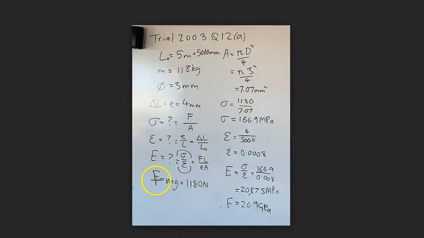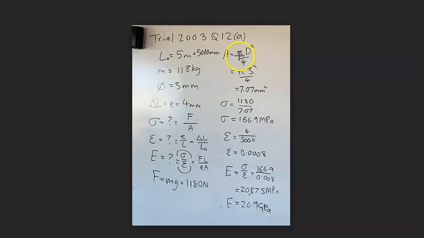The first thing I've done is say F equals mg. I'm just using the value of 10 for gravity. So we're going from 118 kilograms to 1,180 newtons. Then I'm going to find the area.